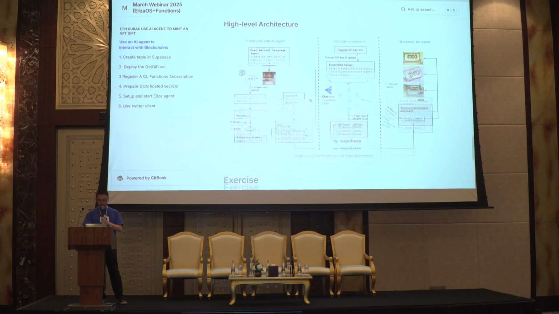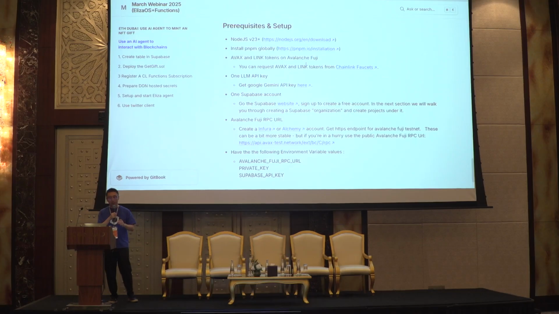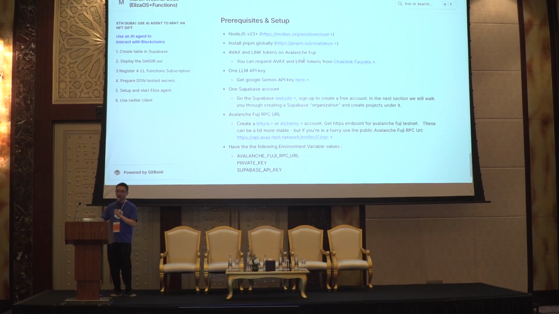Let me go. Yeah, here I list some prerequisites and setup. You just need Node.js, and you need to install PNPM on your machine and get some test tokens for Avalanche Fuji, or if you can get tokens on some other testnets, it's okay. But this testnet should be supported by Chainlink Functions because Chainlink does not support all chains. It has a list of the supported chains.